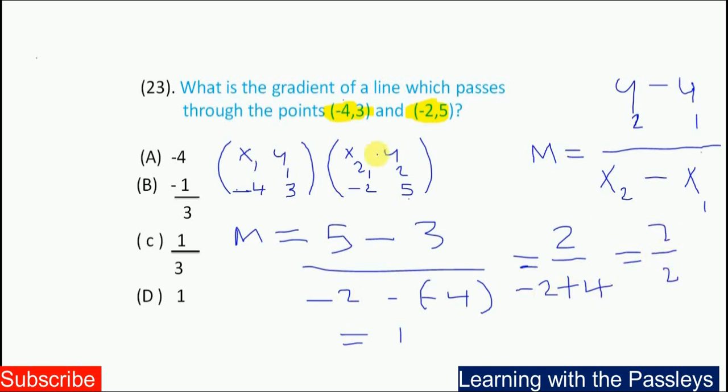Therefore, D is the correct answer. Now I can tell you the gradient of a straight line that passes through these points is 1. You see that? This is how we solve a problem like this.